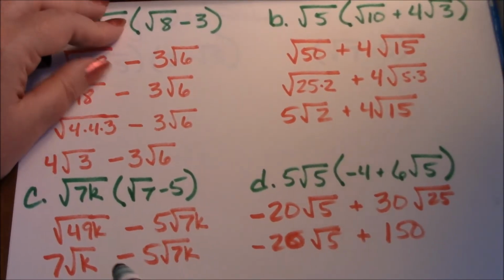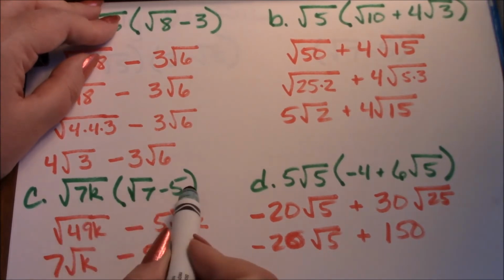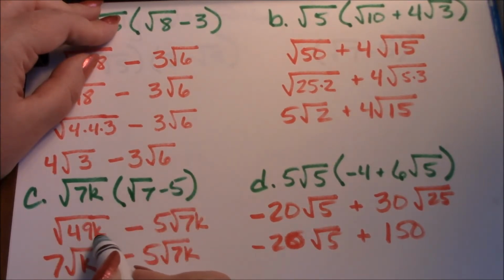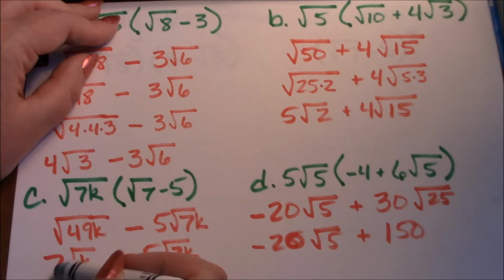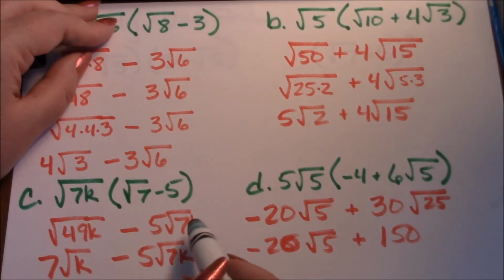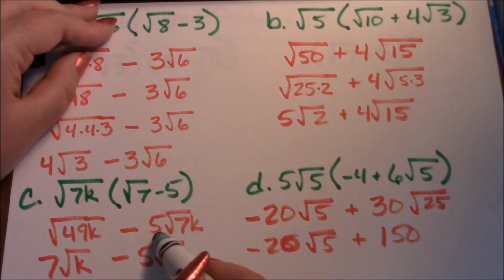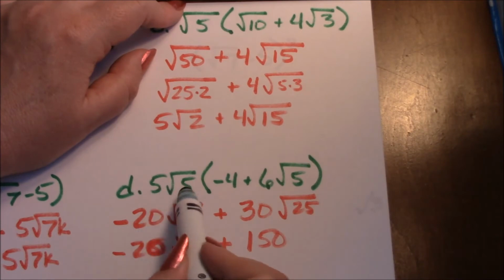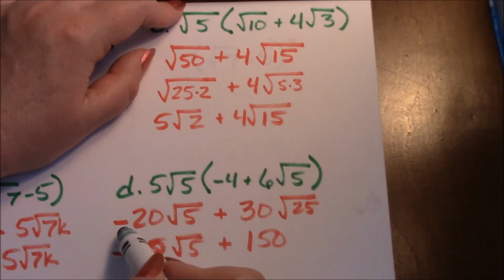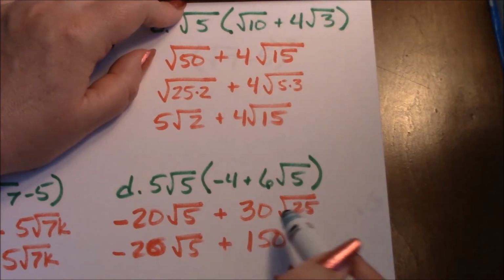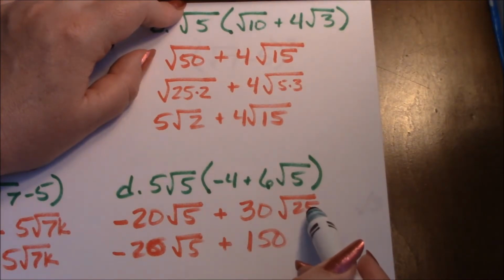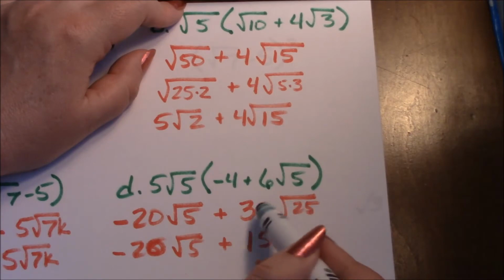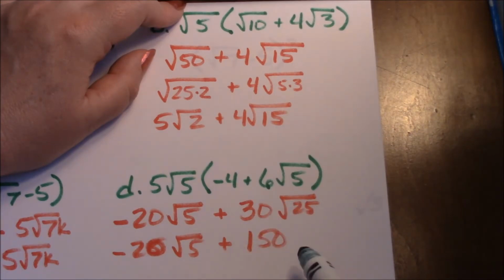For question C, when we distribute 7k, we get root 49k, and we take that 7 out to the outside. And here we just end up with 5 root 7k, and they're not the same, so we stop. 5 root 5 distributed gives us negative 20 root 5, which just stays the same, and 30 root 25 here, and that 5 comes out here to multiply together.